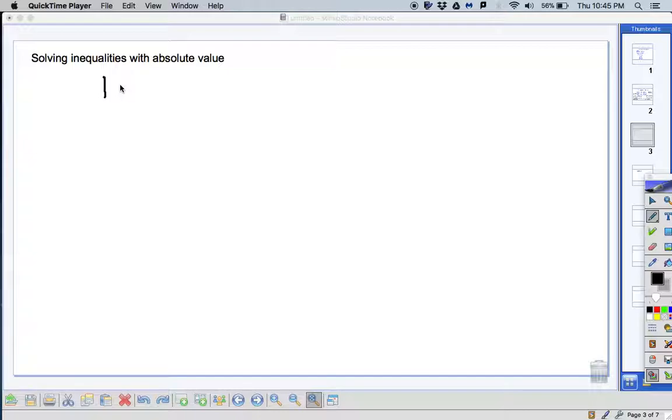First one, we'll have just things inside the absolute value. So maybe we have like |2x + 2| is less than 3. And then we'll have stuff outside. So maybe we'll have 3|2x - 5| + 3 is greater than, well, we'll go with 6.